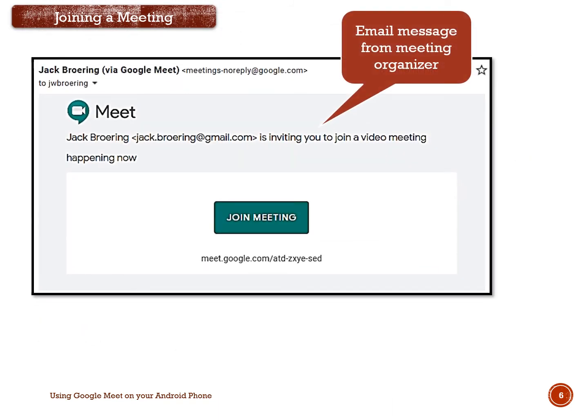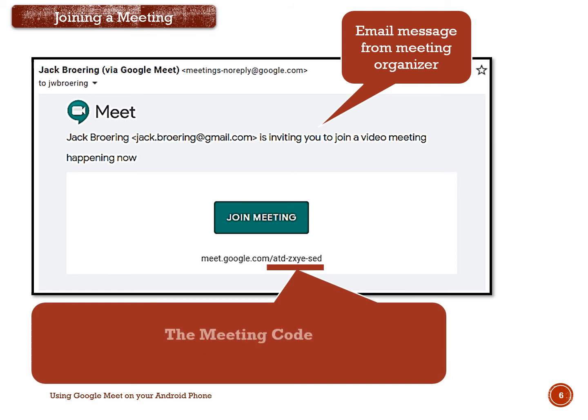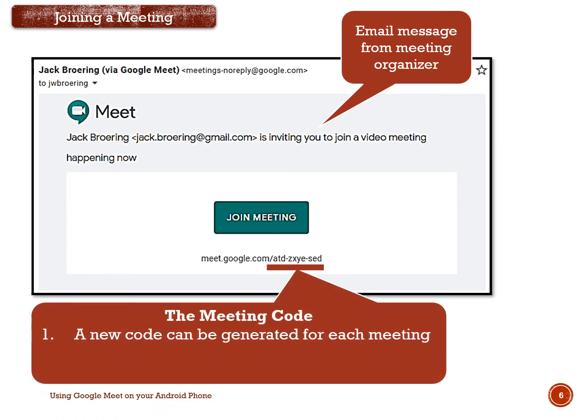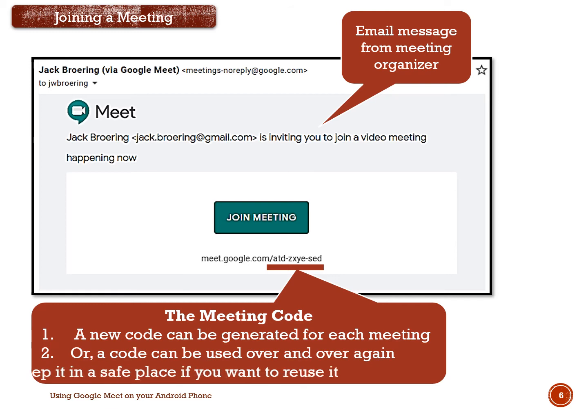Your participants will receive an email message that looks something like this. Notice that the meeting code is shown at the bottom. Some things to keep in mind about the meeting code. Number one, a new code can be generated each time you have a meeting, or a code can be used over and over again. If you plan to use it over and over again, keep it in a safe place.